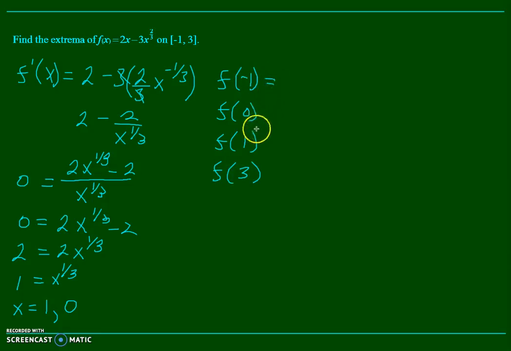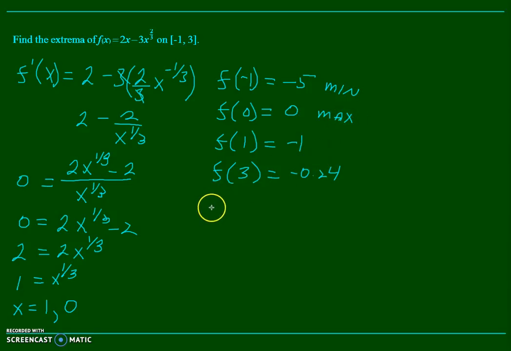And so we'll go ahead and plug these into our calculator. So f of -1 is -5. F of 0 is 0. F of 1 is -1. And f of 3 is a little bit more complicated, but it rounds out to about negative 0.24. So we can see that we have a minimum here and we have a maximum here.